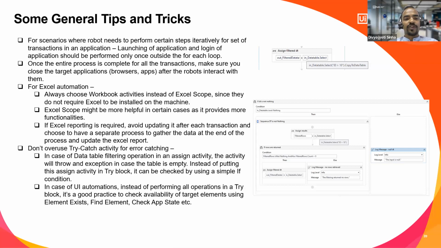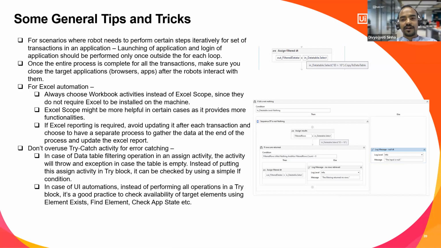And for Excel automation, we usually recommend using workbook activities instead of Excel scope, because for Excel scope, the Excel application should be installed on your machine. If that is not installed, your Excel scope will not work. So it is always recommended to have workbook activities. But there can be chances where you might have to use Excel scope as well. Let's say, for example, you are running an automation for a macro. Those will require Excel to be installed on your machine. So for those use cases, you can use Excel scope, but for others, it is recommended to use workbook activities.